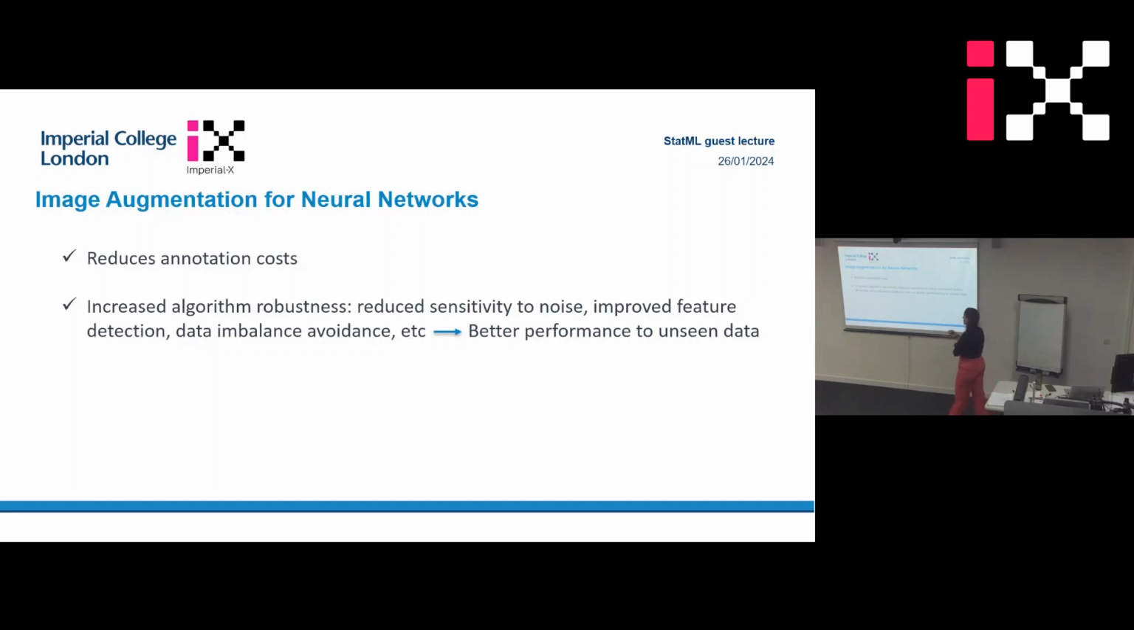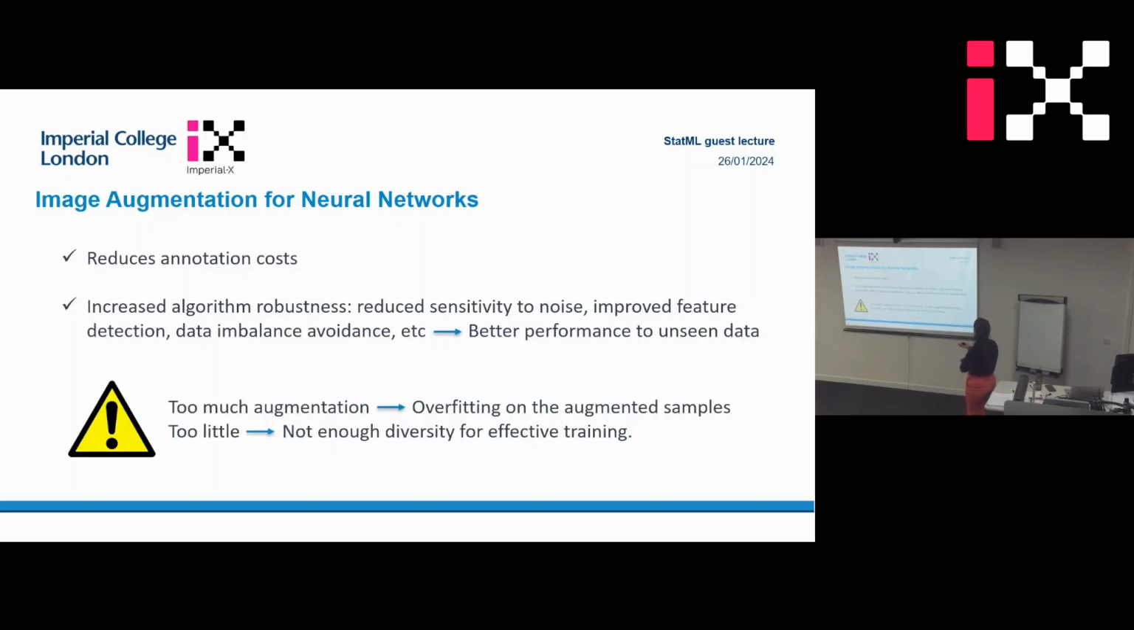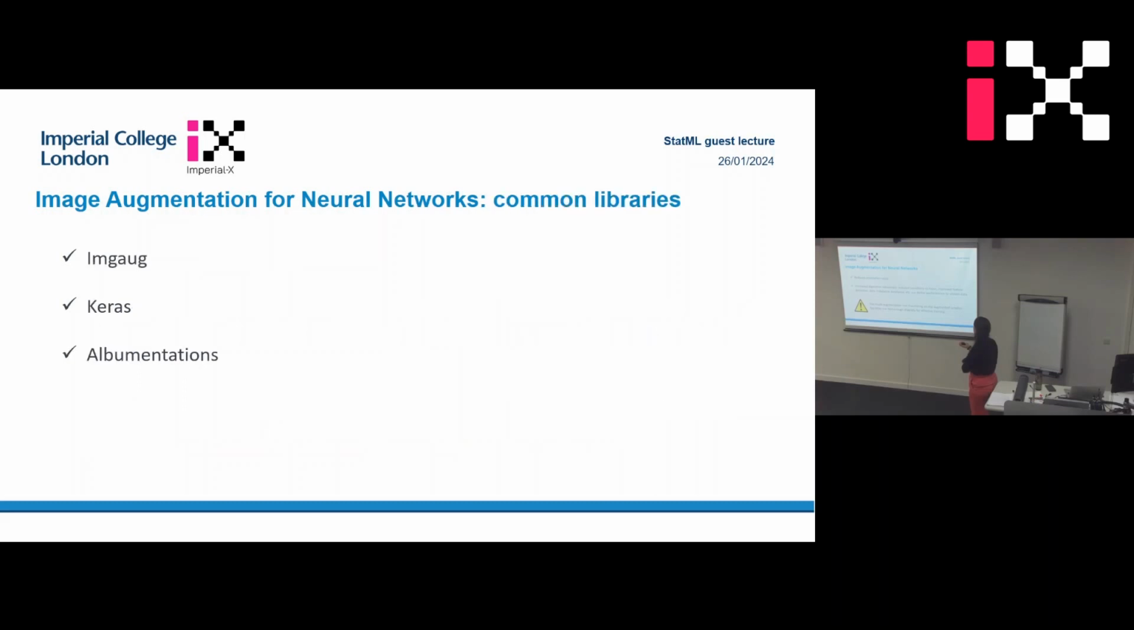Say I have a lot of pictures where my pipette is always at the bottom left corner, then I flip it and now I have a more balanced data set right before I start, which is important, right? Because your network is going to perform much better if you have a balanced data set. And so overall, this is going to perform better on unseen data. Obviously, we don't want to go too hard on the augmentation because then you might overfit your model to the augmented images, which is also not ideal. And you don't want too little because then you don't have enough diversity for effective training.